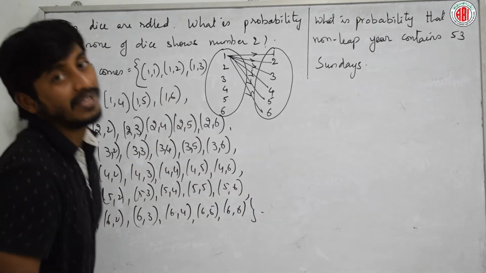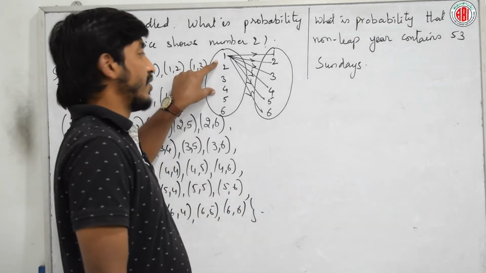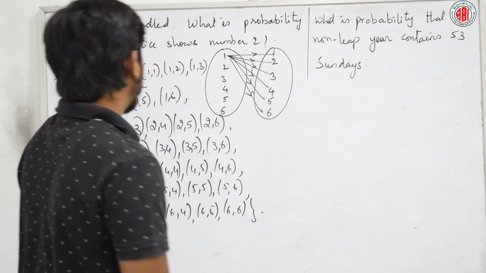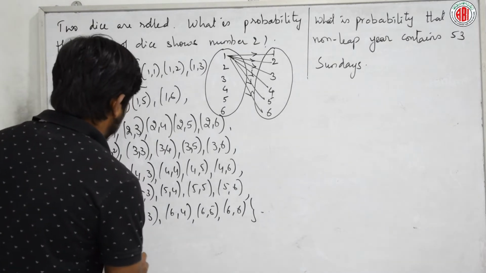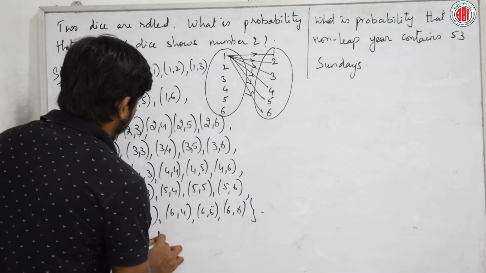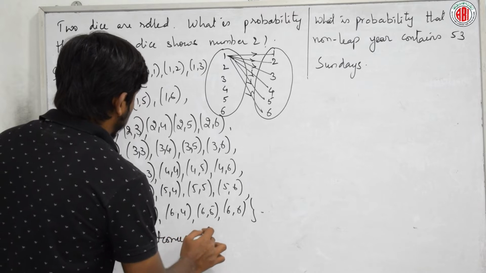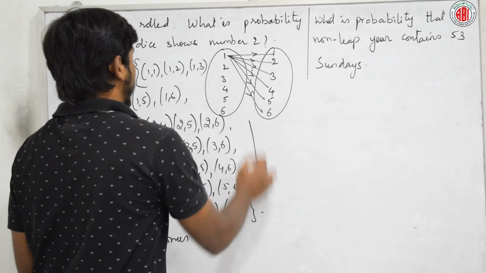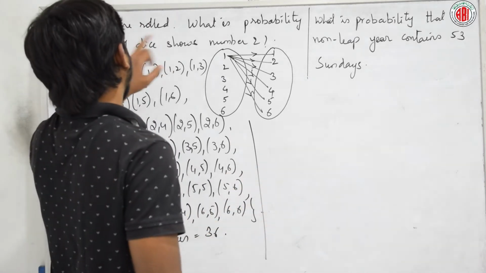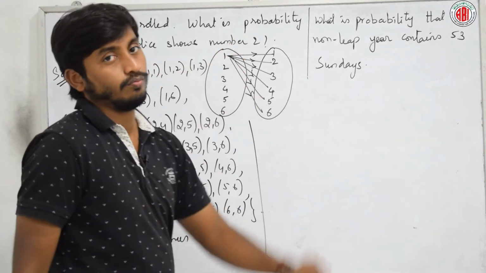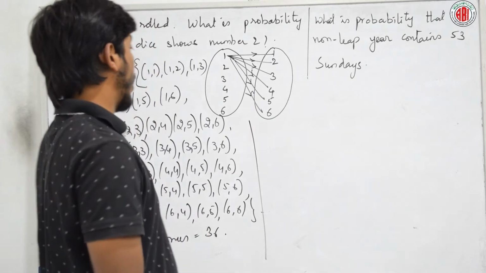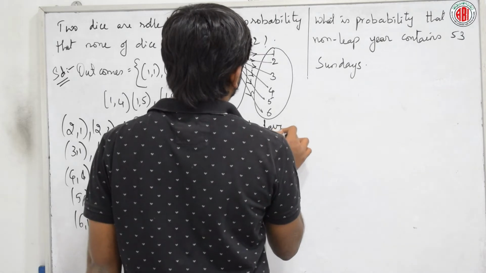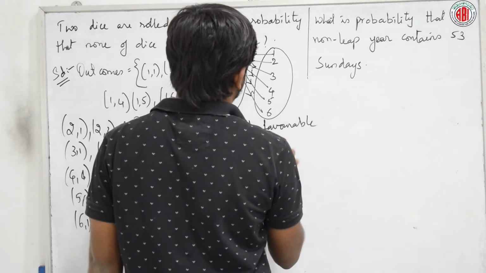Total how many outcomes are there? For 6 numbers on the first dice, 6 more numbers on the second dice, that is 6 times 6, so the total outcomes are 36. Is it? Then the question he is asking is none of the dice shows number 2. Okay? None of the dice shows number 2. Therefore, favorable outcomes.